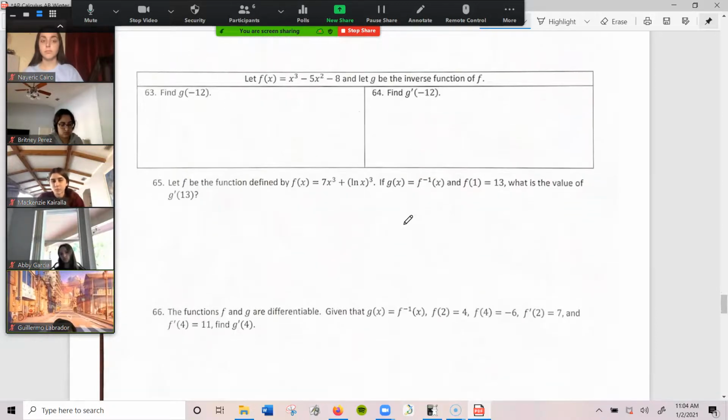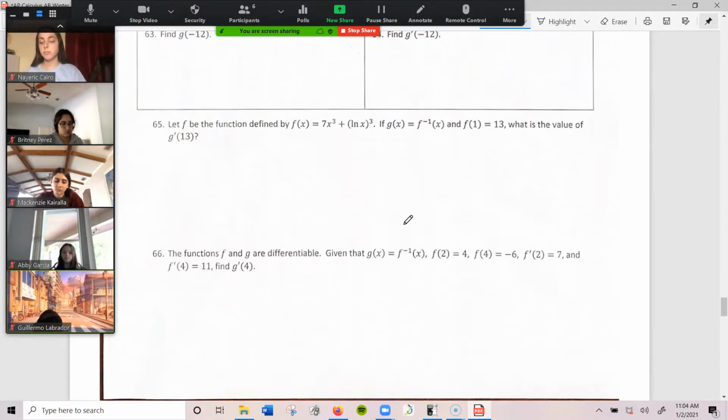No? None from here? Okay. And then I guess just the last page.